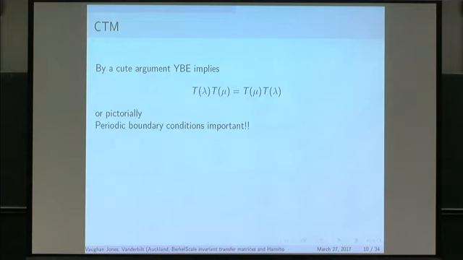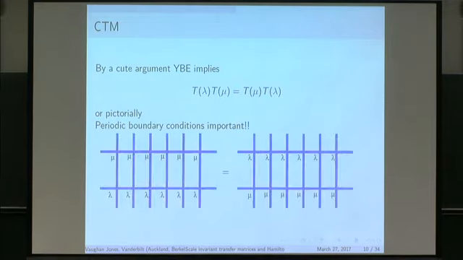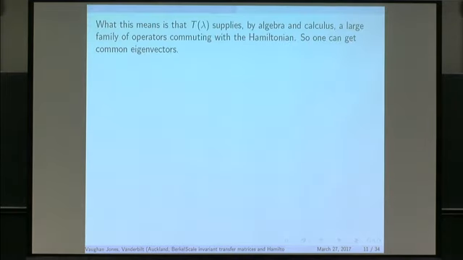And by the way, periodic boundary conditions are important here to make this argument work. But pictorially it looks like this. So here we have lambda, this is T lambda, this is T mu, this is T mu, this is T lambda. We'll go that way. Right, but this has wonderful consequences. What this means is that T of lambda supplies, by algebra and calculus, a large family of operators commuting with the Hamiltonian.